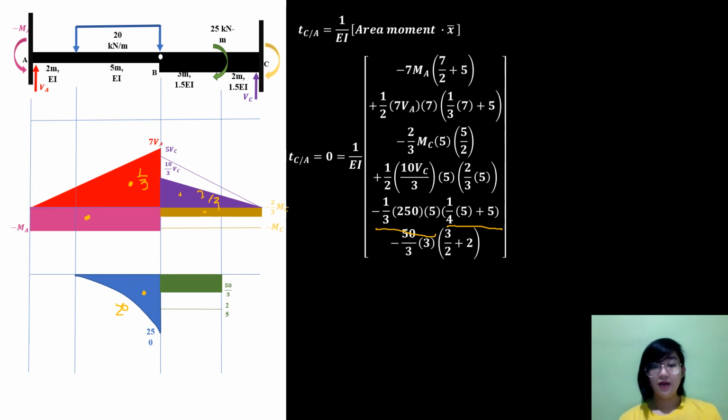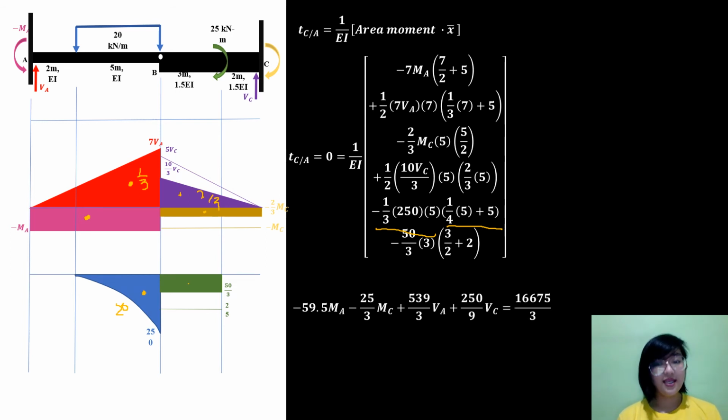Okay? So, simplifying the equation, wait lang, sorry. May isa pa. This one, itong isang rectangle na to, we have negative 50 over 3 times 3 times yung moment arm niya, which is 3 over 2 plus 2. Simplifying the equation, we will have this one. Negative 59.5 MA plus 539 over 3 VA, negative 25 over 3 MC plus 250 over 9 VC equals 16675 over 3. This is our second equation. And now let's go to the next.